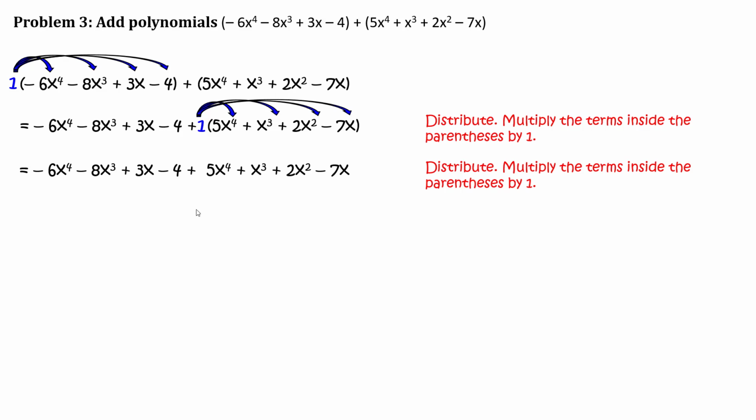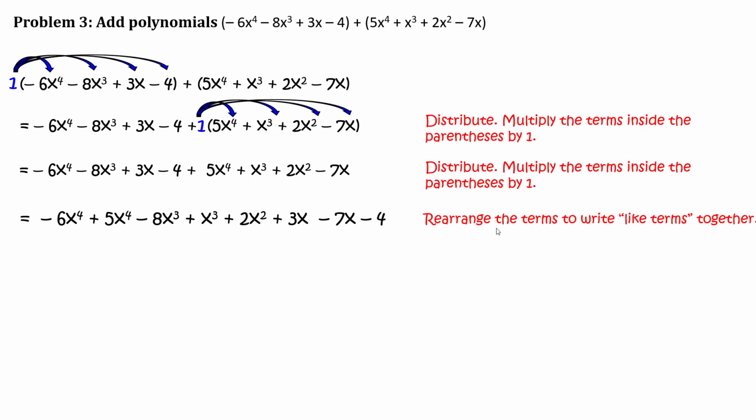And of course, multiplying things by 1 doesn't change them. So what you have here is just a bunch of monomials added or subtracted. The next thing I'm going to do is rearrange the terms to write the like terms together.